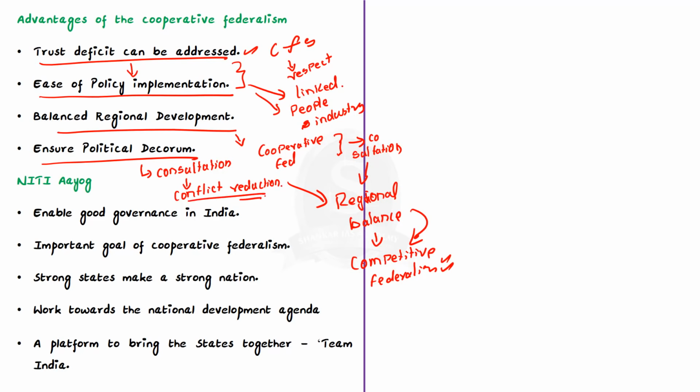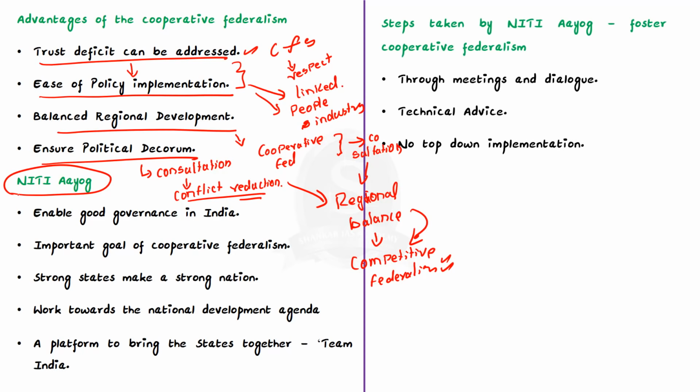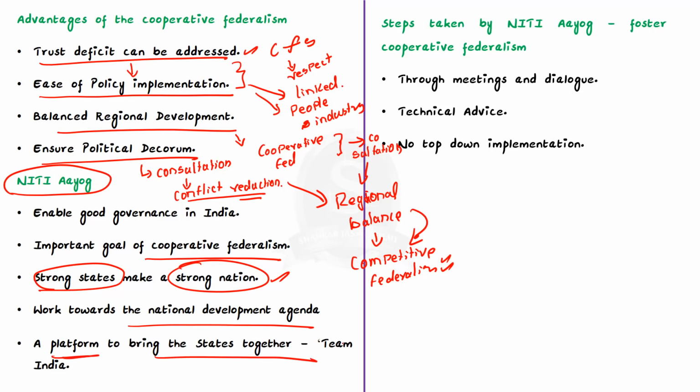Having seen the advantages of cooperative federalism, now let us see the role of NITI Aayog in aiding the process of achieving cooperative federalism. To enable good governance in India, the NITI Aayog has been constituted to actualize the important goals of cooperative federalism. We know that strong states make a strong nation. So, to work towards the national development agenda, the NITI Aayog acts as a platform to bring the states together as a Team India. Okay.